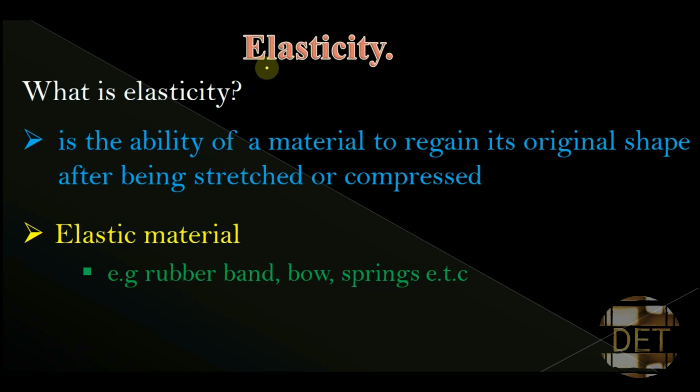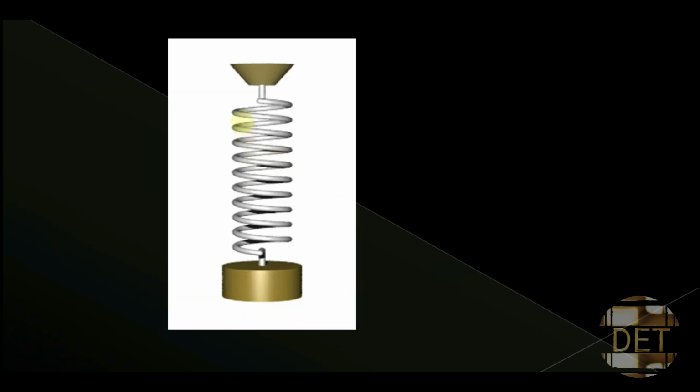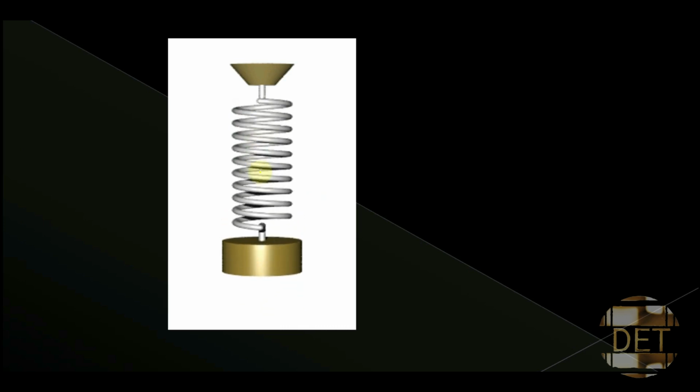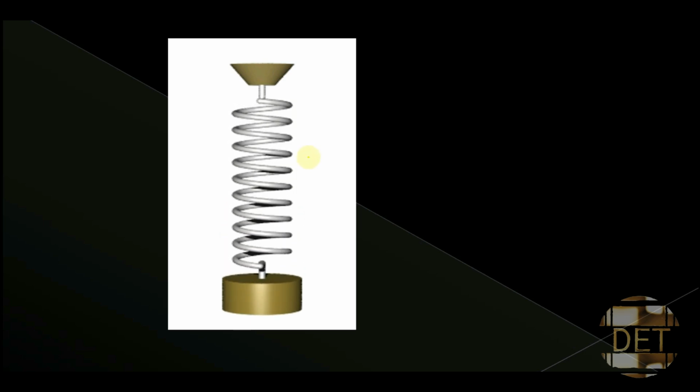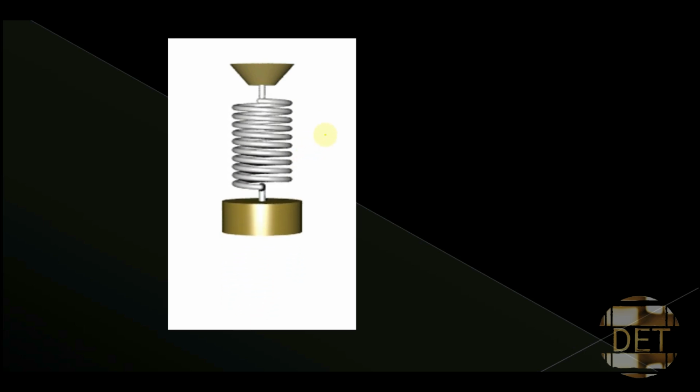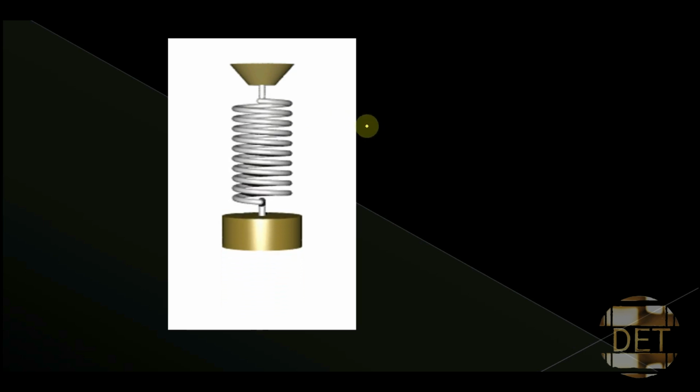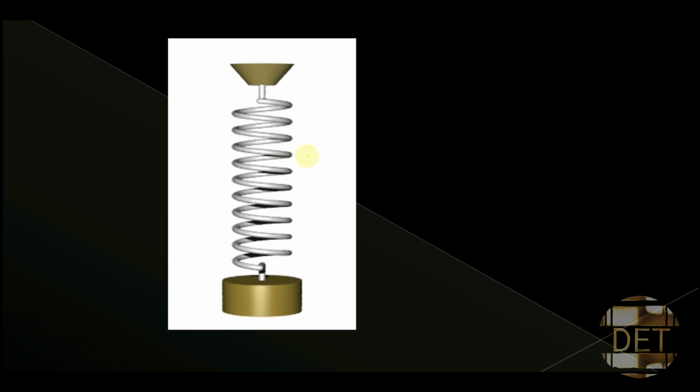In this video, we're looking at elasticity. So, what is elasticity? Elasticity is the ability of a material to regain its original shape after being stretched or compressed. If you look at this material, for instance, this string, after stretching and compressing it, it is still returning to its original shape. So the ability of this substance to return to its original shape after stretching or compressing is what elasticity is all about.